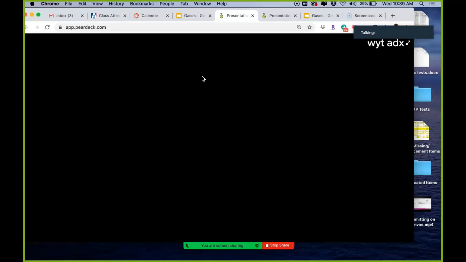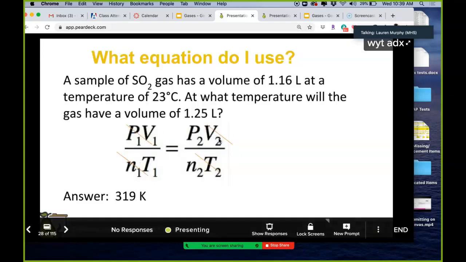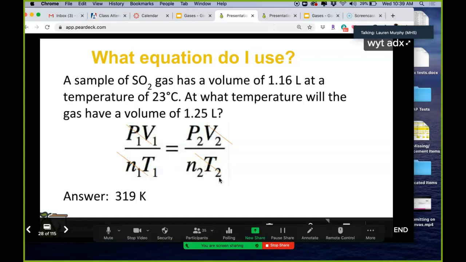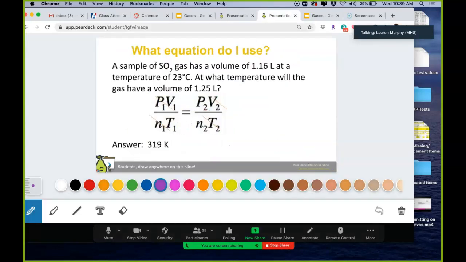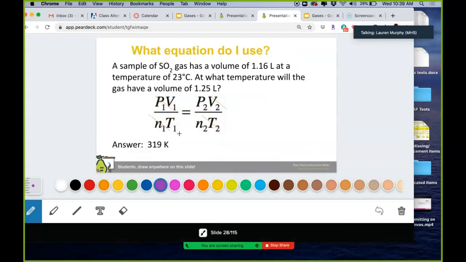So again, as long as I know the combined gas law, I can figure out any equation that I want to. Here's the unfortunate thing about the combined gas law: it isn't on your equation sheet, meaning you just have to know it. So look, I give a sample of SO2 gas. I have a volume, a temperature, and another volume. That means pressure wasn't mentioned, so it's assumed constant, and moles wasn't mentioned, so it's assumed constant. So I'm just going to rearrange this and solve for temperature.